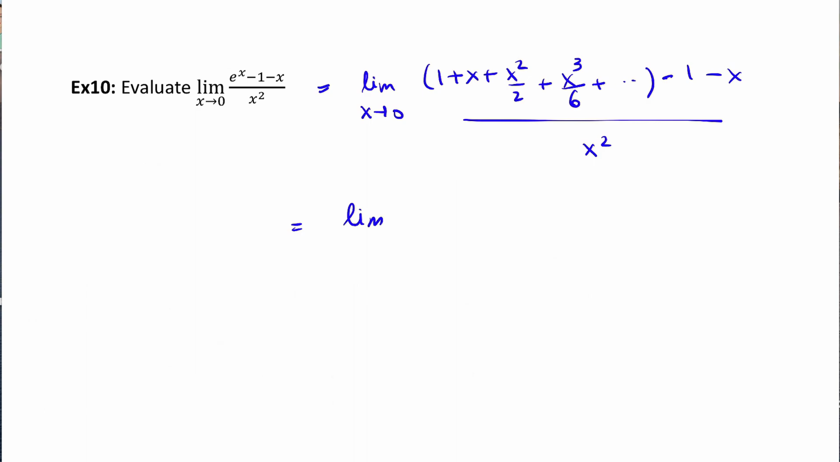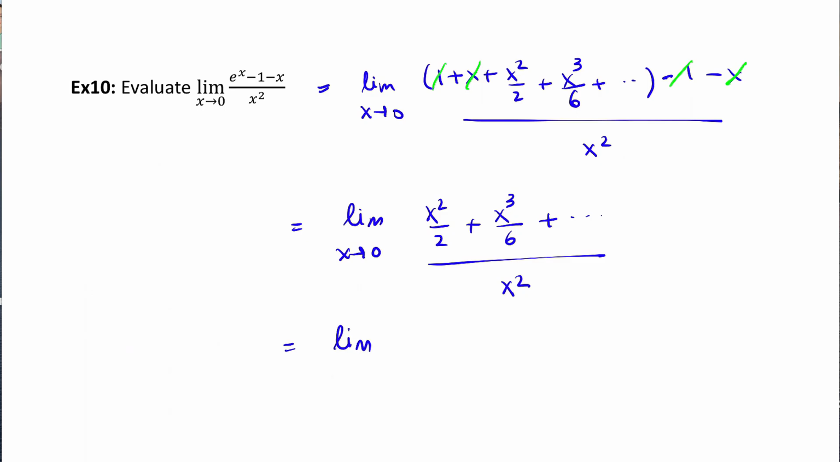This is equal to the limit as x goes to 0 of, cancel 1 and 1, cancel x, and you're left with x squared over 2 plus x cubed over 6 plus more terms, over x squared. But you can cancel this a little bit more, and you get x squared divided by x squared, you get 1/2 plus x over 6 plus a bunch of terms with x in them, so they all go to 0 as x goes to 0. Well, that tells me that this whole thing goes to 0, so my limit is 1/2.